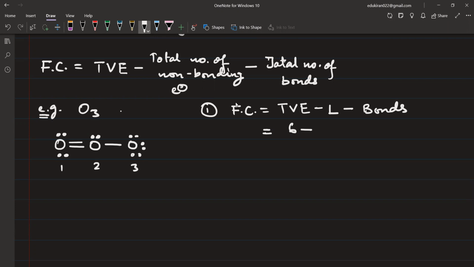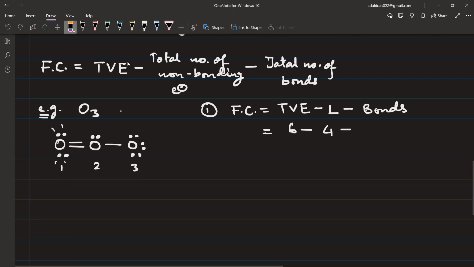6. How many non-bonded electrons does this first one have? How many lone pair electrons are there? How many electrons are there which are not bonded? Sorry, can you repeat that? I could not hear. 4, right? So this has 1, 2, 3, and 4.